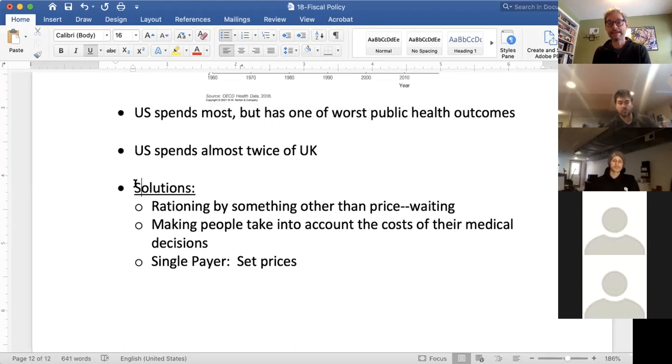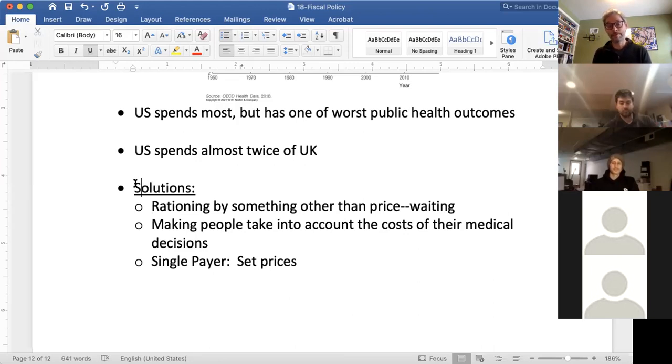Another is to make people take into account the cost of their medical decisions, right? So in other words, make people pay a larger share of their medical choices out of pocket. So things such as having bigger out-of-pocket expenses, having bigger deductibles. And some of this is part of the Obamacare Healthcare Act, which if you're part of Obamacare, actually does make people pay for more of the marginal cost of their health insurance, specifically for this reason, right? To make people think about the cost of their decisions.